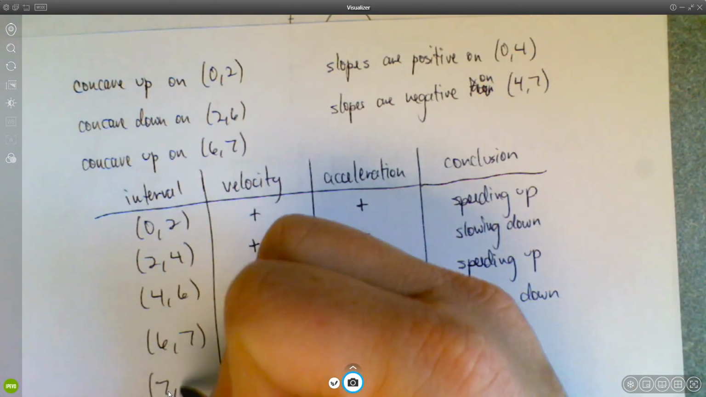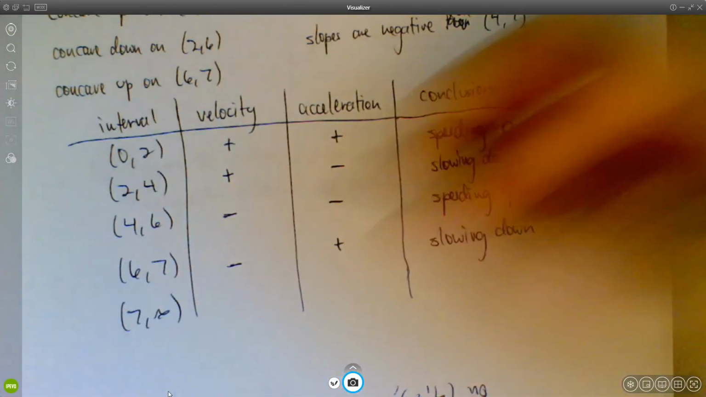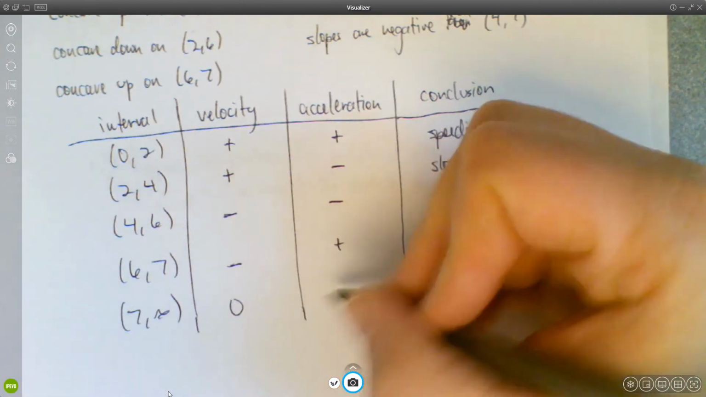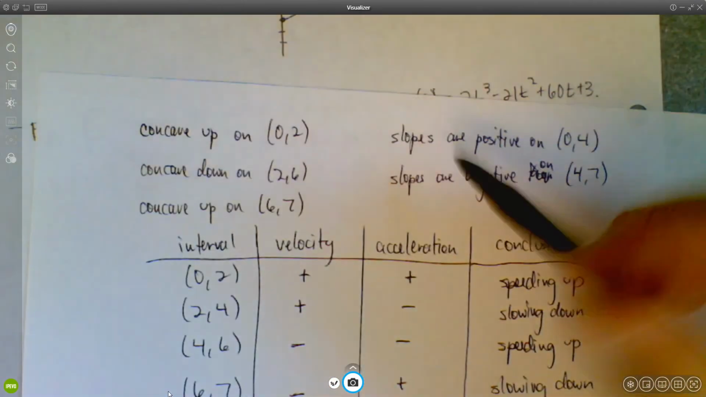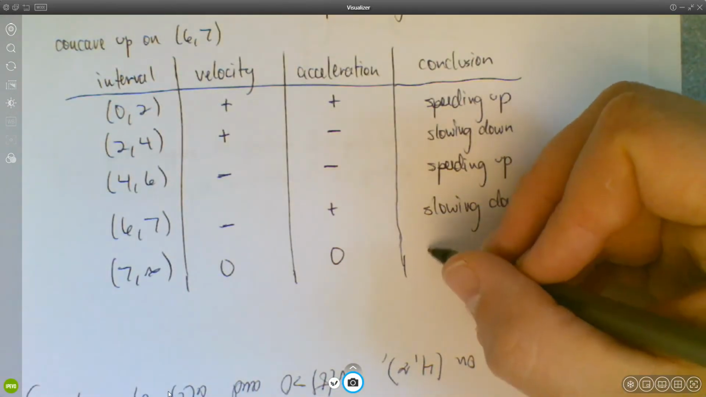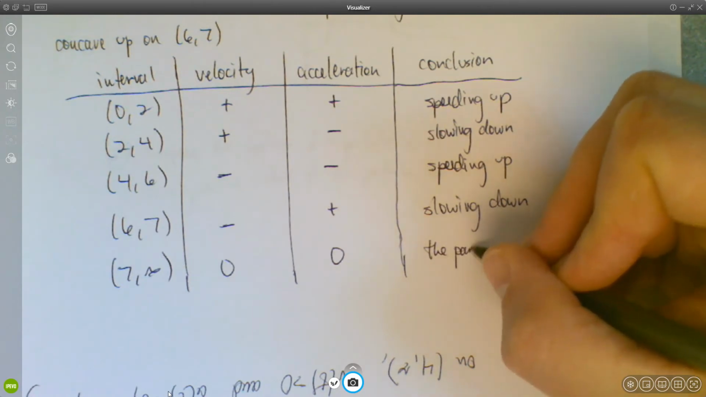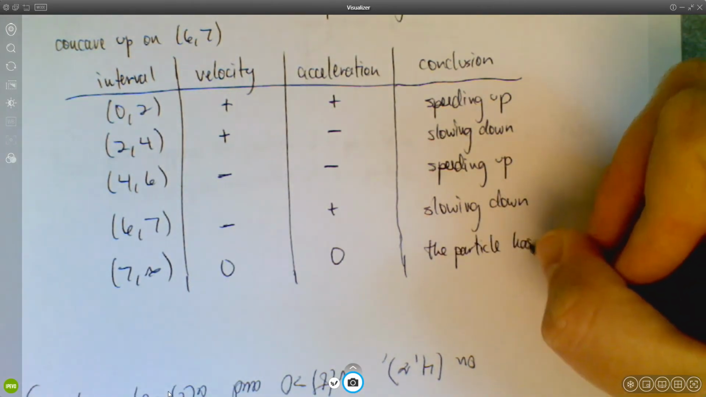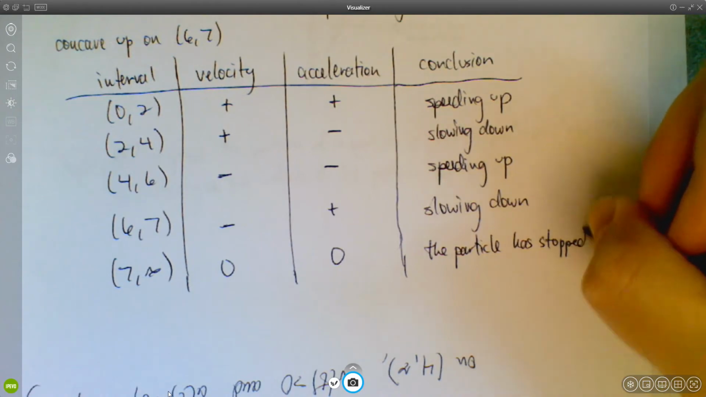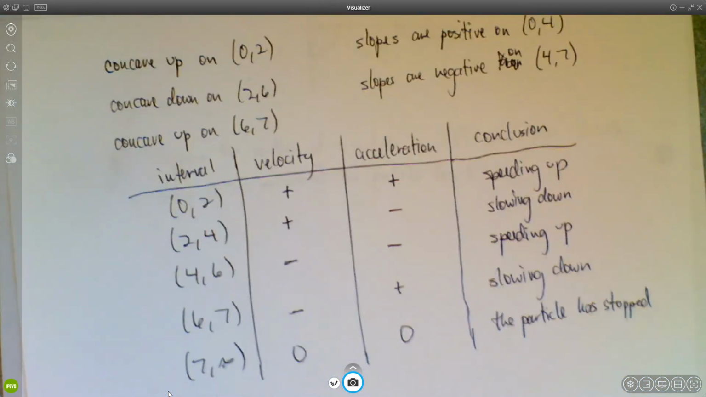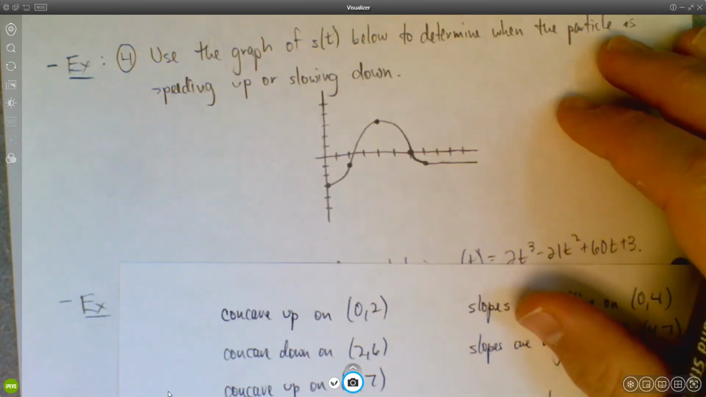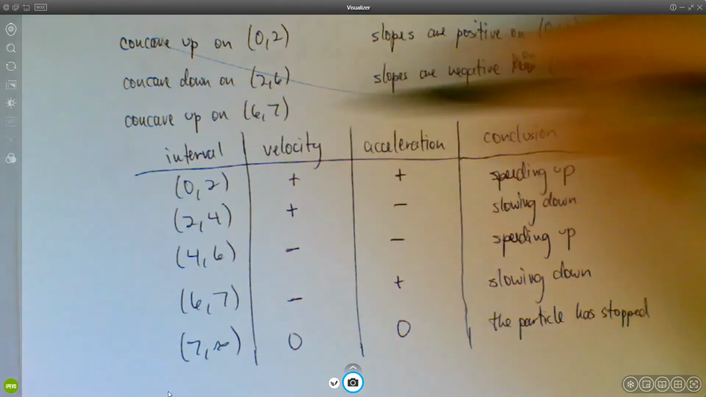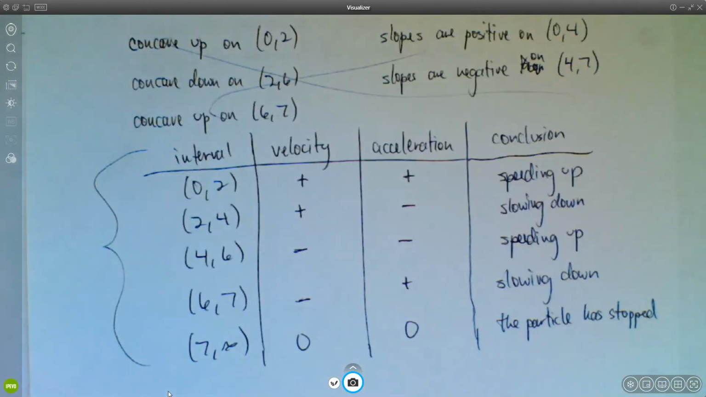And then from 7 to positive infinity, the velocity is 0 and the acceleration is 0, because notice that the position of the particle is not changing, and so we would just say the particle has stopped. So that's example 4. That's how you analyze these sorts of graphs. It probably wasn't necessary to write down all this stuff. You probably could have just done the chart. That's a much better way to organize your thoughts, I think.